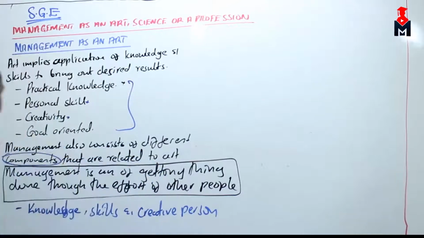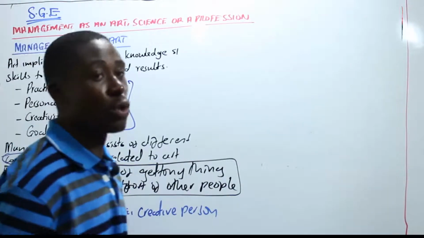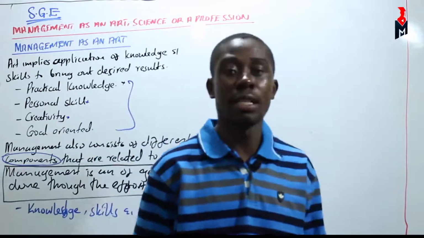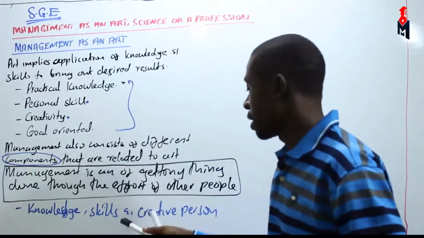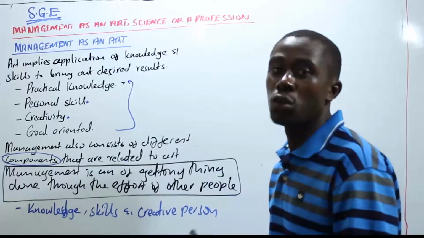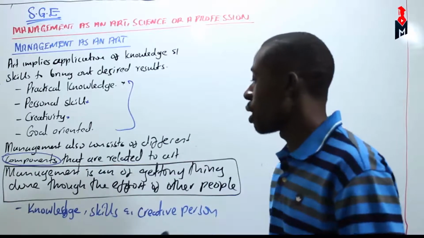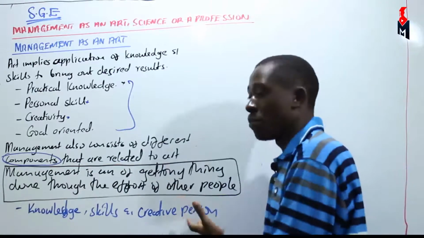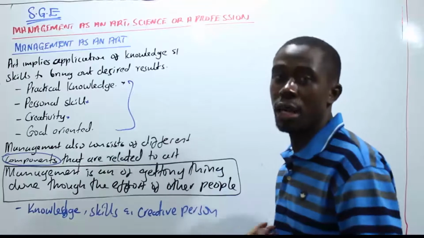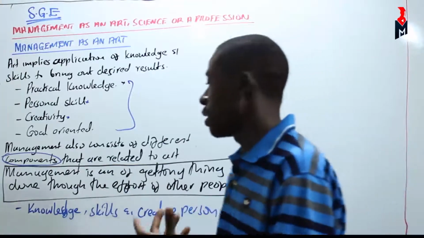So a good manager should have the knowledge. This knowledge ideally will assist him to understand the environment of the business or organization. The skill on how to work out or handle some issues within the organization. Talk of being a creative person. I should be able to come up with innovative ideas.